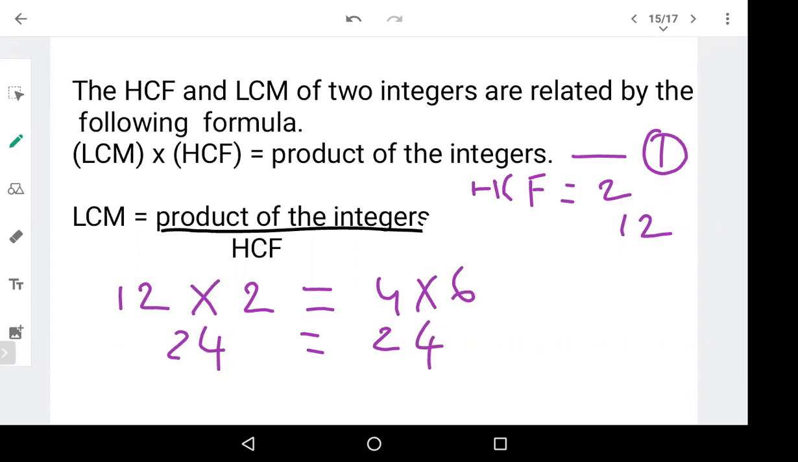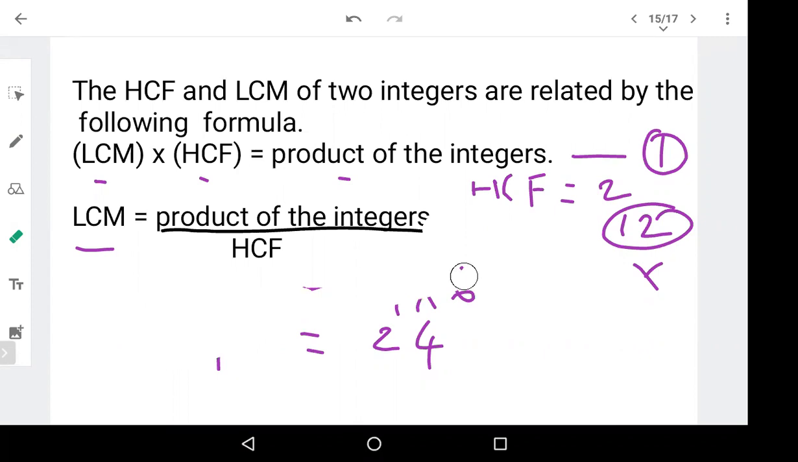Now out of this three data, LCM, HCF and product of integers, if they don't give us one of the data, say suppose they have not given us LCM, then we will see how to find the values. Now we don't know what the LCM is. When we do not know the LCM, let us see how the formula goes. We are going to keep the same product of integers.